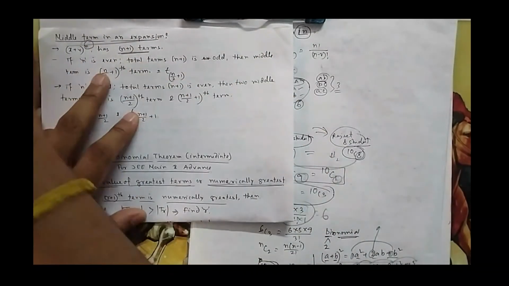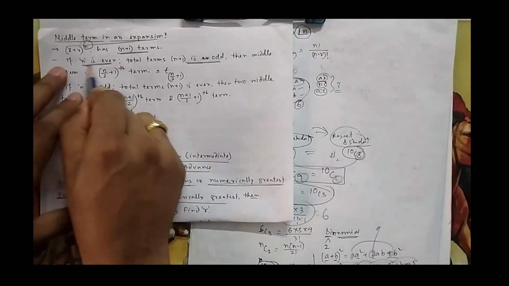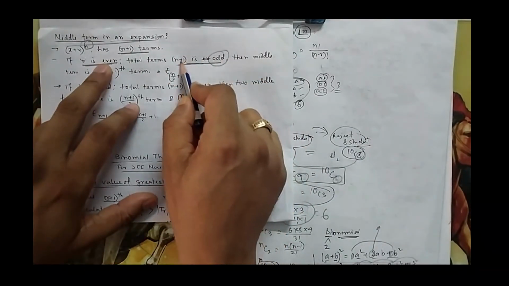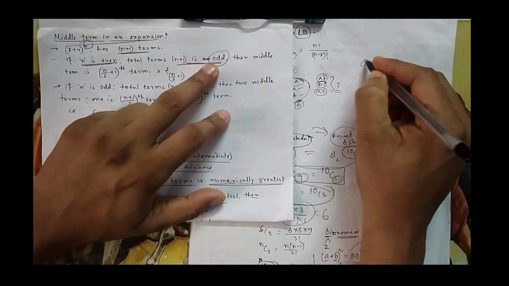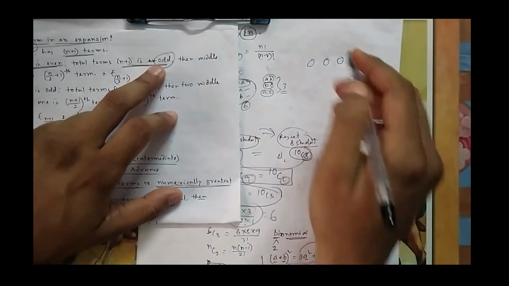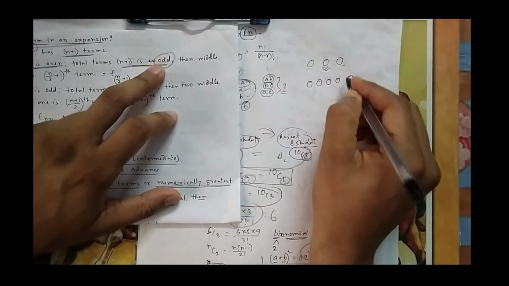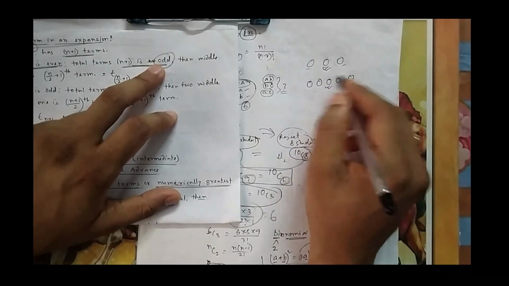So if I say the total number of terms is n plus 1, and if n is even, then the total number of terms, n plus 1, will be odd, because if you add 1 to an even number, it will be odd. Now if you have odd numbers, suppose you have 3 numbers, 1, 2, 3, then which one will be the middle? Obviously this one will be the middle. Now suppose you have 5 numbers, which one will be the middle? Obviously this one. This you can do by seeing only.